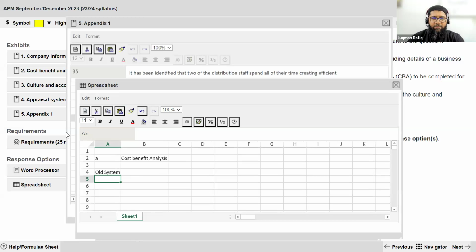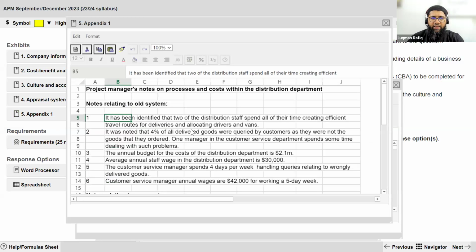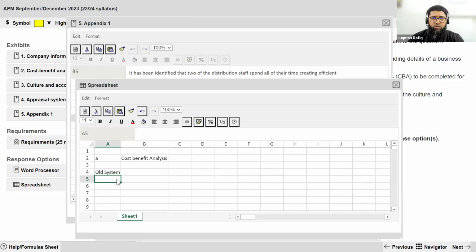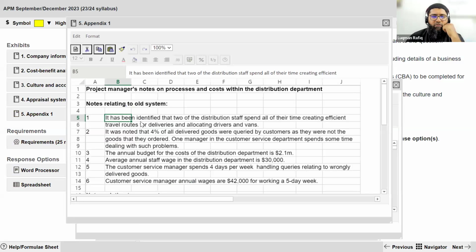I would say that what is happening is that two staff members are dedicated to this. So there are two staff members who are dedicated.